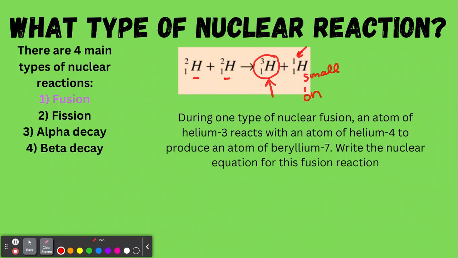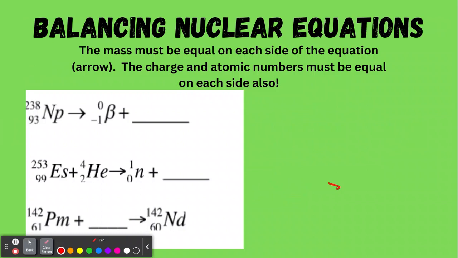So during one type of nuclear fusion, an atom of helium-3, so I'm going to write down helium-3. So helium-3 is my mass. Now, when I look on the periodic table, I see that my atomic number for helium is a 2. So if it's not given to you, you need to look for the atomic number. It is going to react with, so that's a plus, an atom of helium-4. So helium with a 4 to produce, and that's still a 2 because it's helium. To produce, that's where your arrow comes in.